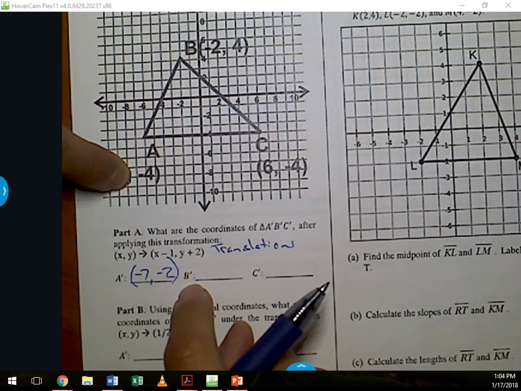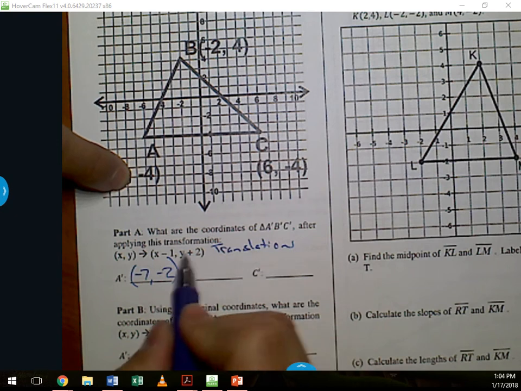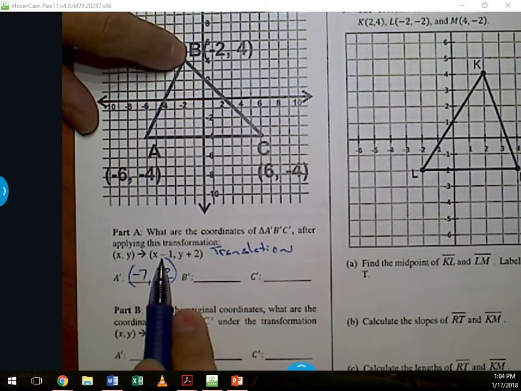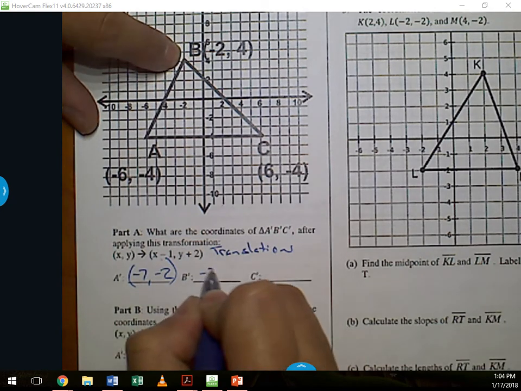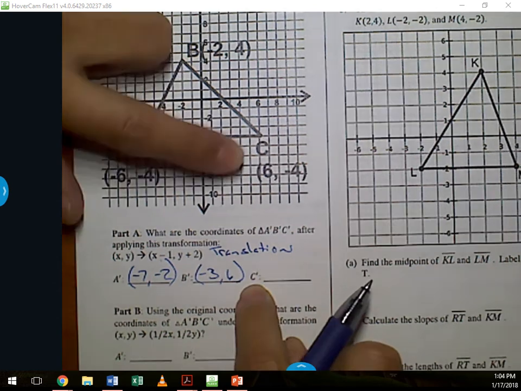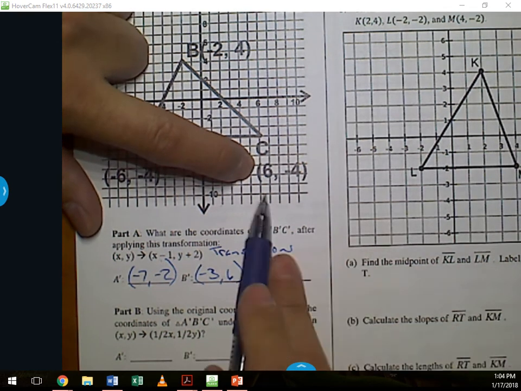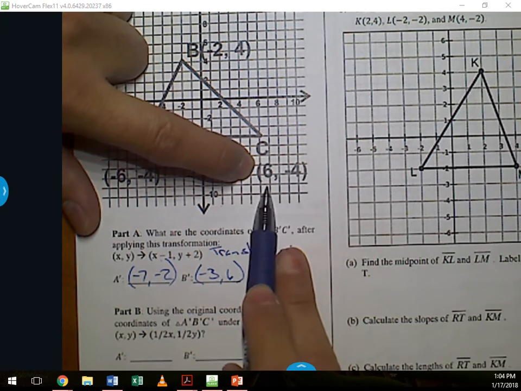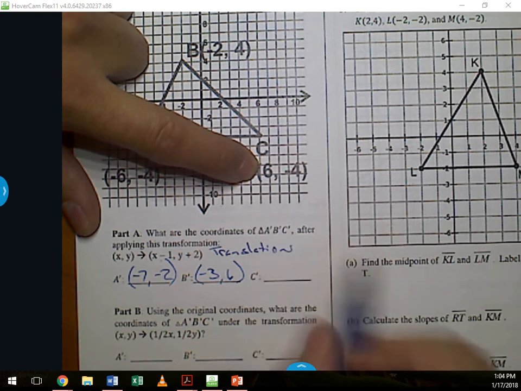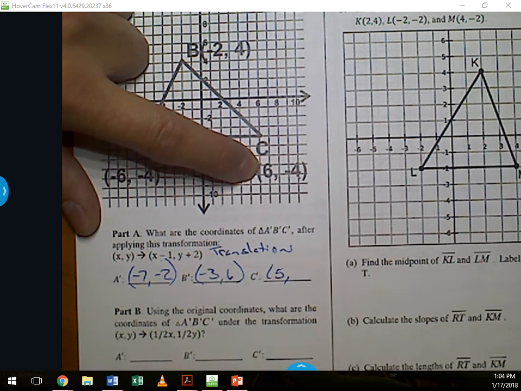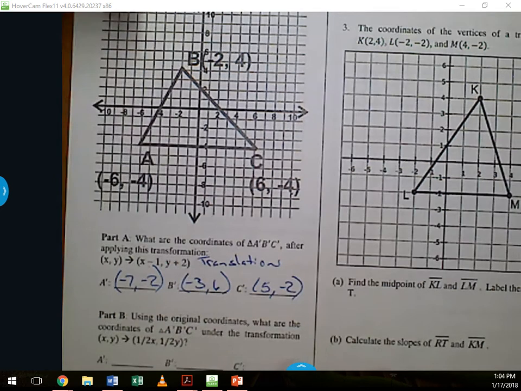Okay. B prime. So B prime is going to be, here's B up on top. -3. So it's going to be negative 3 and 6. There we go. All right, for C prime. 3 and -2. So right here, I'm going to minus 1, so that's going to be 5. So 6 minus 1 is 5. And negative 4 plus 2? -2. Very good. Okay. That's it.